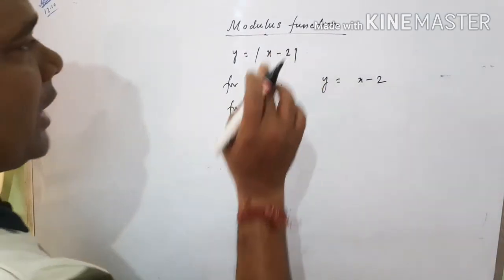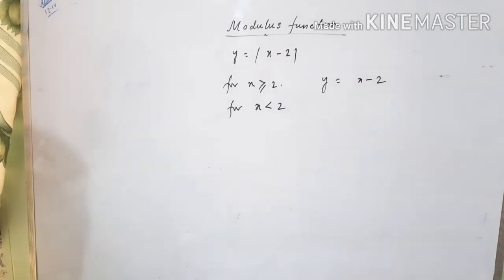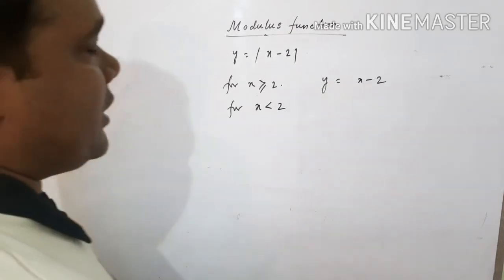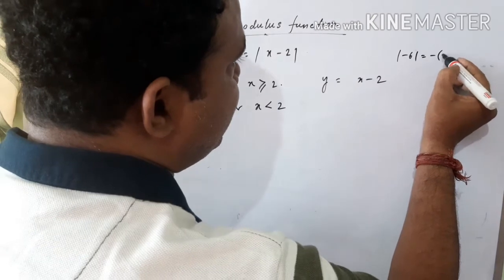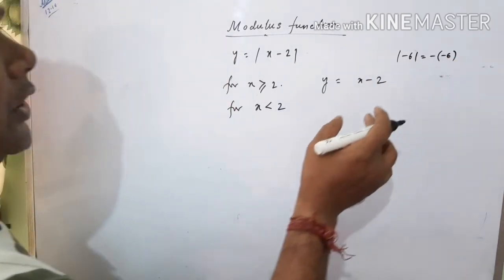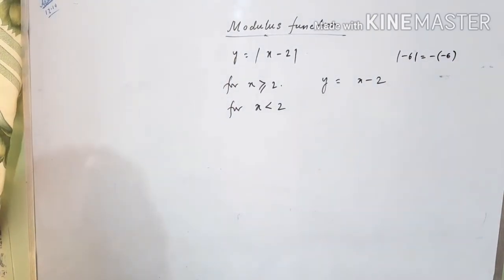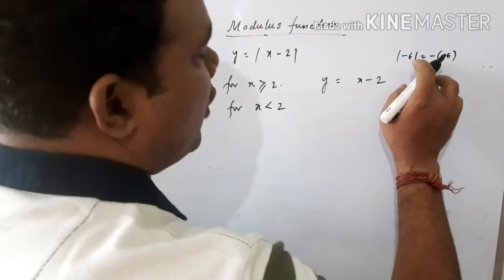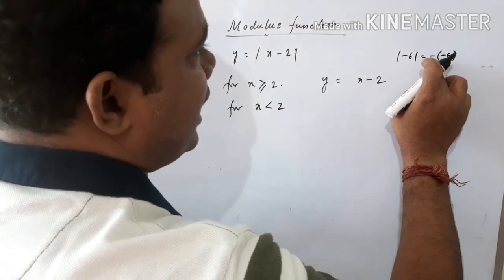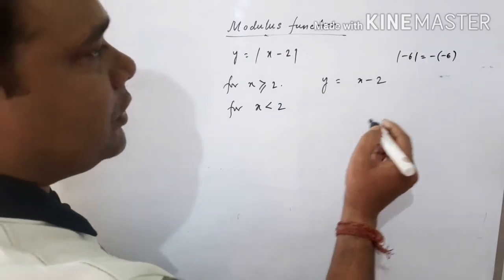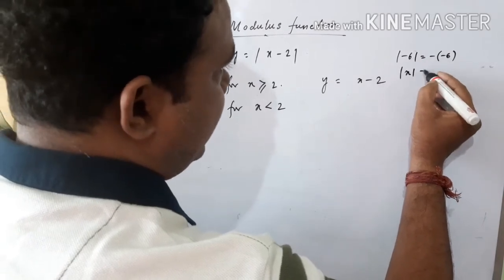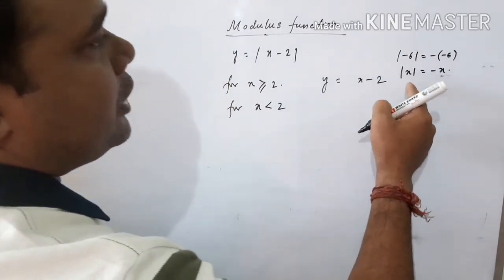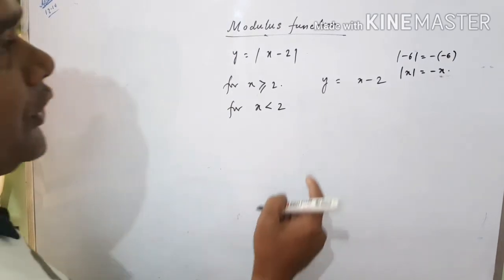So for x less than 2 minus 2, we are getting a negative value inside the mod. Just remember that mod of minus 6 equals minus of minus 6. That is, when we get a negative value inside the mod and we remove the mod, we put a negative sign before the negative value. That means mod x, if we put minus 6 for x, we shall get this. So mod x equals minus x when x is less than 0.